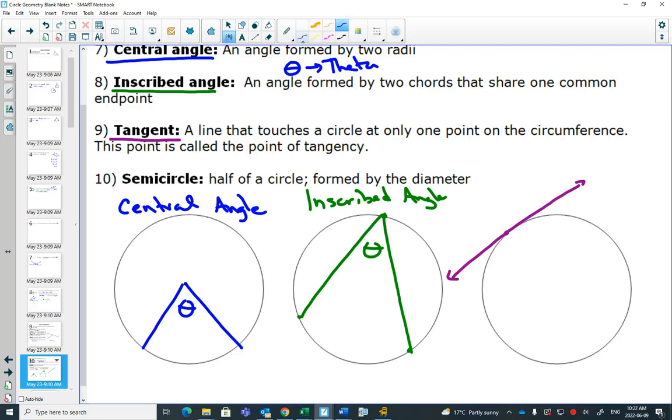And if you would draw a diameter, so here I have a diameter. This from here to here is called a semicircle. Half your circle cut out by your diameter is a semicircle.